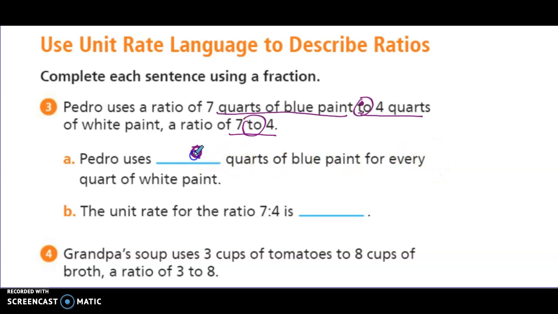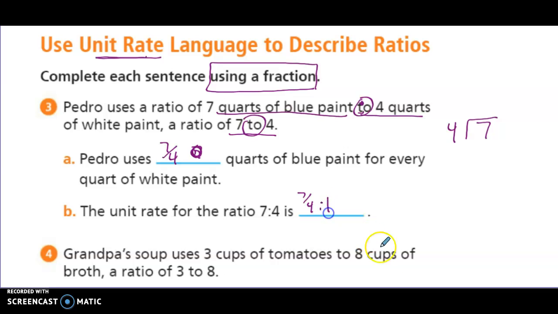I skipped ahead here. Complete each using a fraction. So we want to divide in this order. I forgot this. I just got done explaining you need to read everything. So the unit rate would be in order, blue paint for every white paint. That means we're going to take the blue first, because that's first in our sentence, and divide it by the second one, white. And they said, you know what? We can leave it as a fraction. So 7 divided by 4. Let's use the fraction division sign versus the traditional corner for the division sign. So the unit rate for the ratio 7 to 4 is 7/4 to 1.